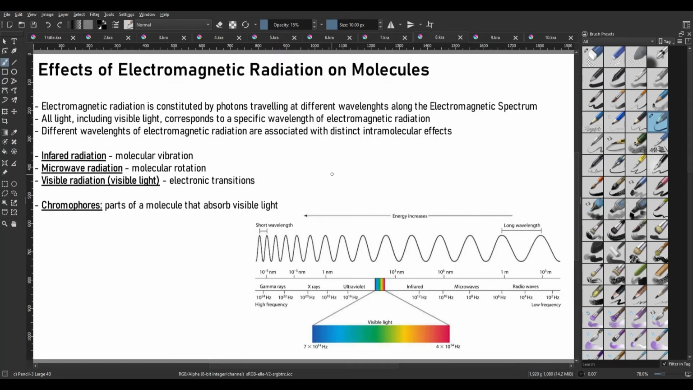Alright, so we're doing our last thing before our practice and review problems today, and that's going to be the effects of electromagnetic radiation in molecules. So we've got some points here we're going to go ahead and read. It says electromagnetic radiation is made up of photons traveling at different wavelengths along this spectrum here, which is the electromagnetic spectrum. We'll draw an arrow down here. And we can look at some properties here.